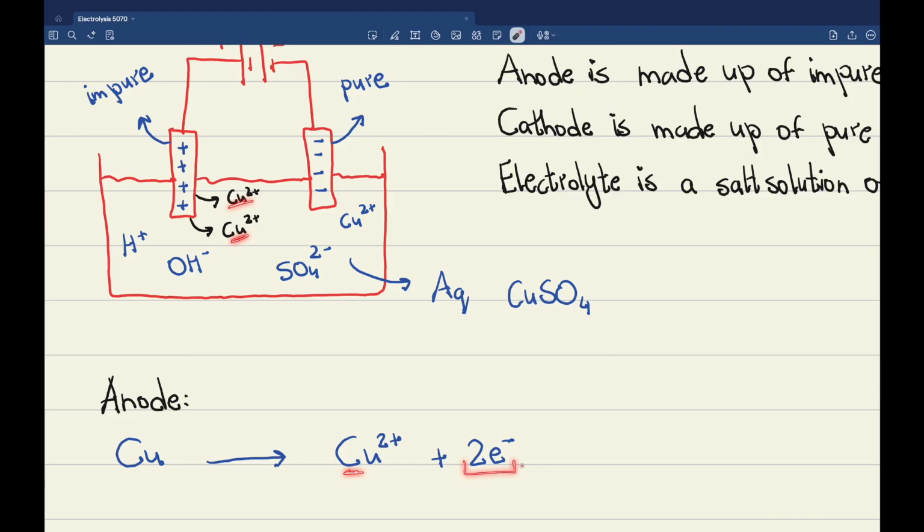What happens to these electrons? These electrons stay here and they travel through the external circuit, as we discussed earlier, that electrons travel from the external circuit to the cathode.